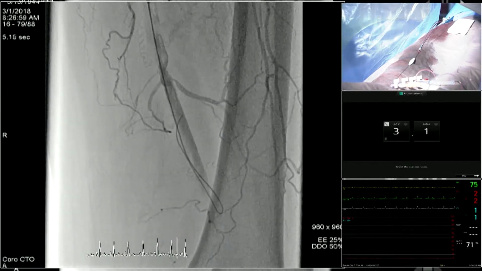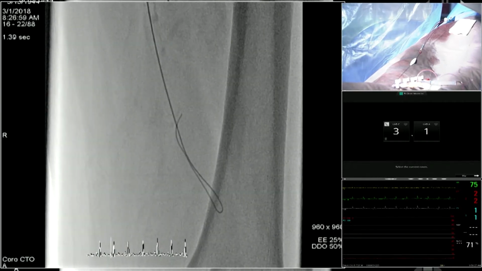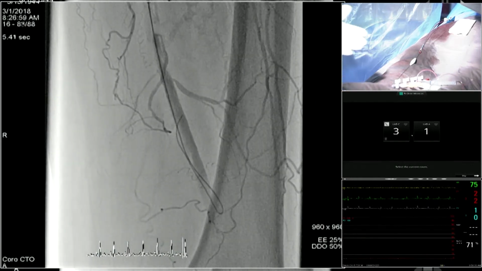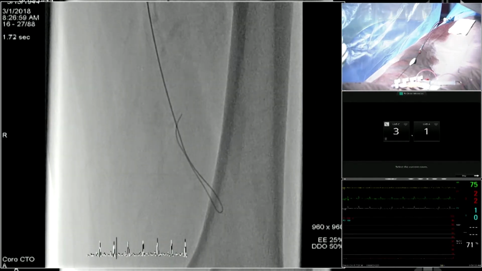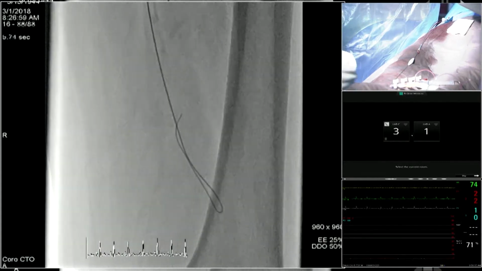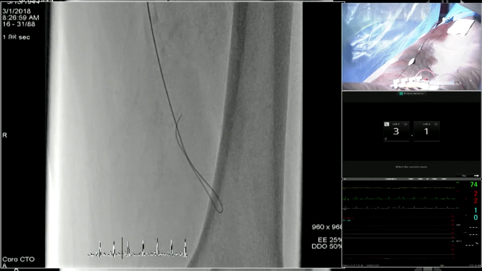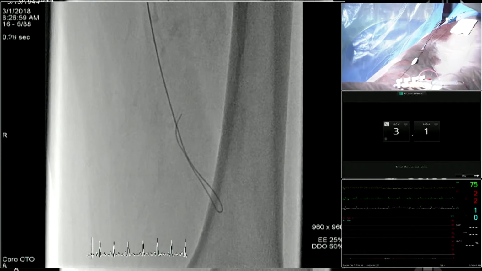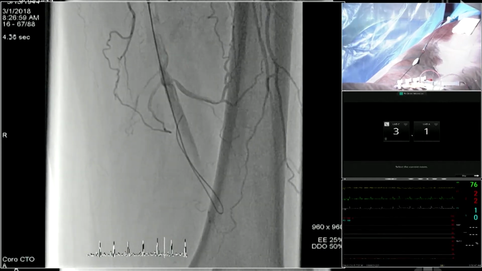So we are here, and I would like your suggestions, and then we proceed and get back to the true lumen. It's a long chronic CTO, and it will take time. Like in coronaries, it may be very fast, or it may take time. And once we do that, we are going to dilate it with a balloon, maybe a drug-eluting balloon, and follow it by spot stenting.